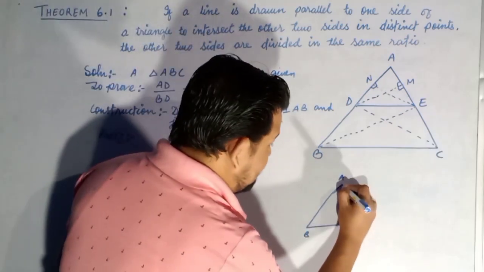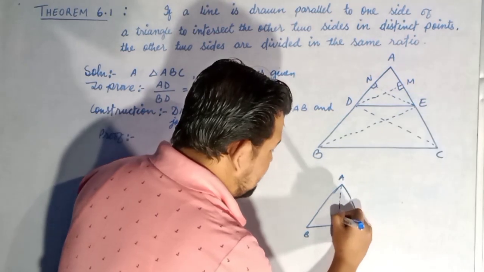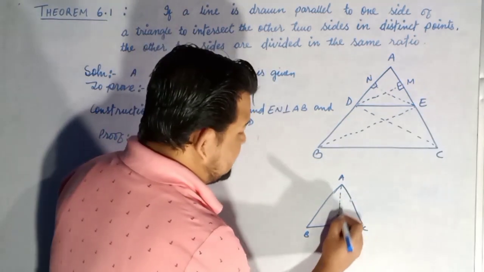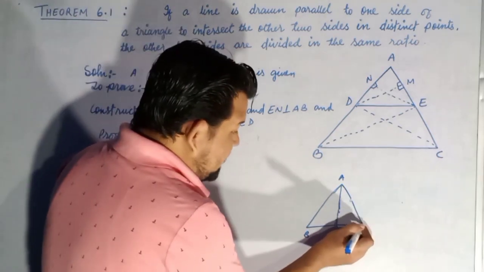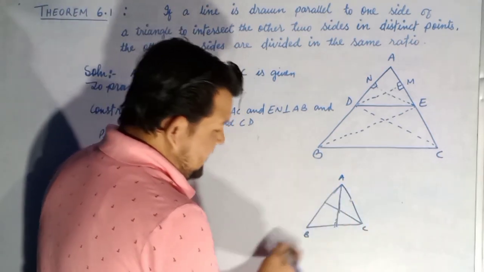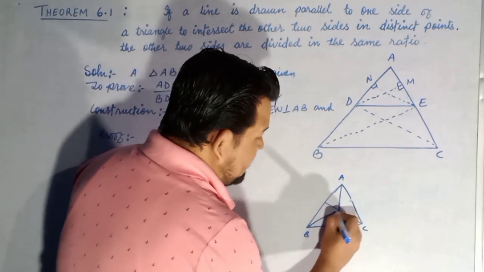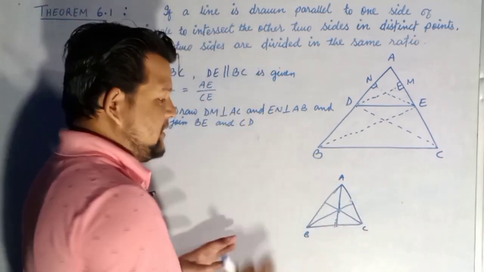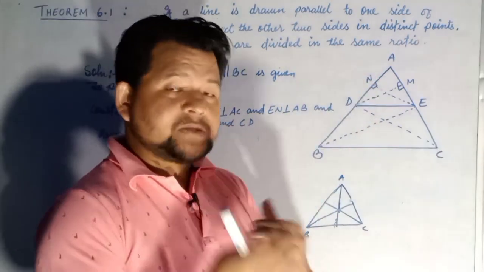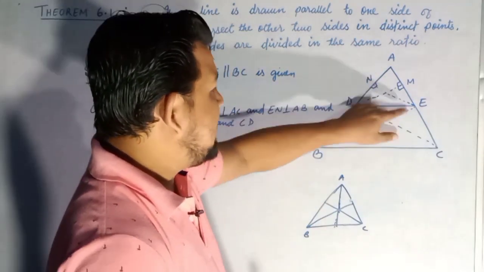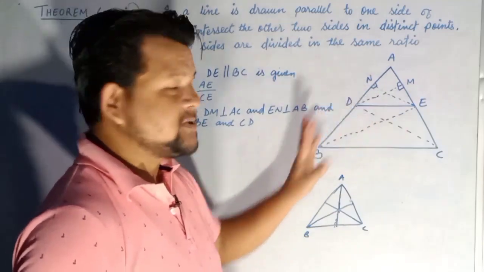For example, you can draw from A a perpendicular to BC. That means this will be the height. You can draw this way, or you can draw from C perpendicular to AB, or from B perpendicular to AC. In three ways we can draw. So here we are going to use what is required. We need two heights, so we are taking two constructions of height.